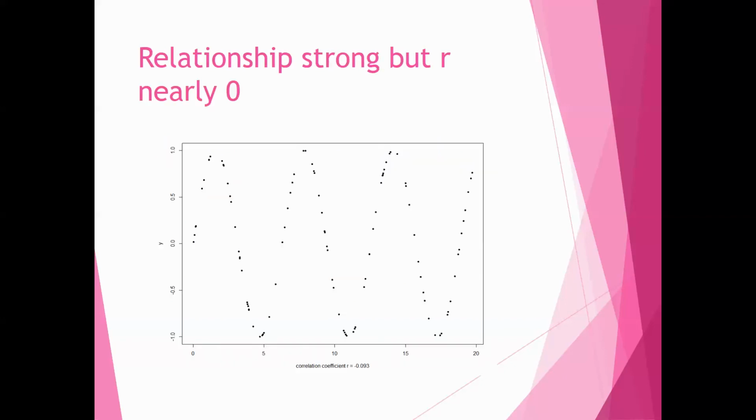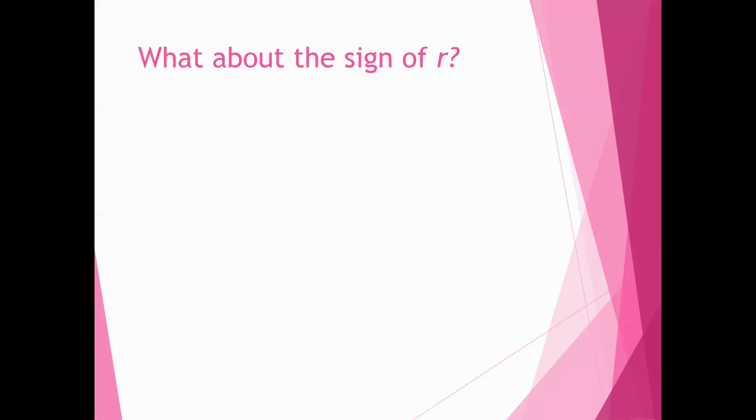Now, this is an interesting scatter plot because the relationship between x and y is very strong. If you know x, you can predict y perfectly, but you still get a small correlation coefficient because it's not linear. So the correlation coefficient really tells you how closely a straight line fits the scatter plot, or how close the points in the scatter plot can be approximated by a straight line.